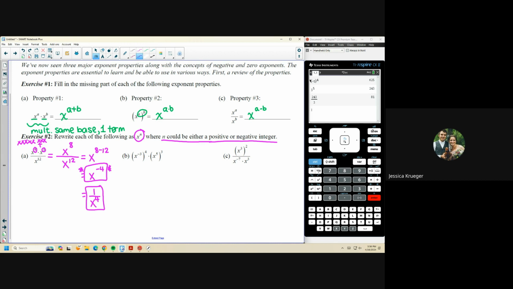Part B, I'm multiplying, but before I multiply, I better figure out what each of these factors is. So I've got a power to a power, which means I'm going to multiply my exponents. So this becomes x to the negative 12 times, here's another power to a power, x to the 15th. So now that I've simplified each factor, I look at what I've got. I've got x to the negative 12 times x to the 15th. I'm multiplying, so I can add those exponents, negative 12 plus 15, and that's going to give me x to the 3rd.